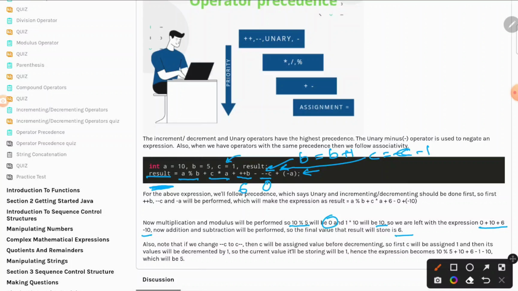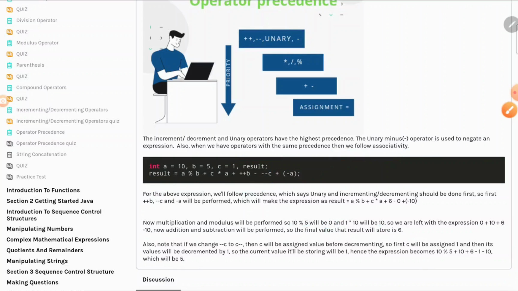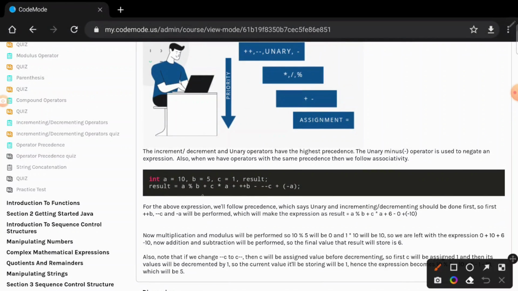Hope this clarifies. Again, when you practice on the platform, you will get this concept very clear and you will be able to use this. If not, come back, read this concept again so that you really get it. Again, anytime in doubt, I always recommend using parentheses. Suppose I want to force the system to use b plus c, I would rather put a parenthesis here. By putting a parenthesis here, I am forcing Java to first evaluate b plus c, then do the modulus or multiplication.